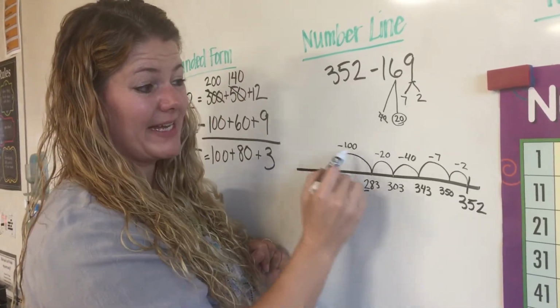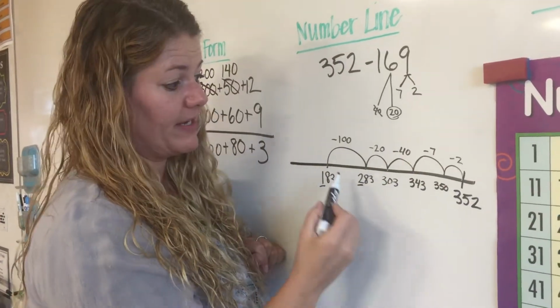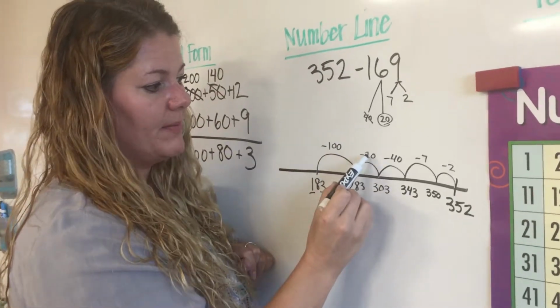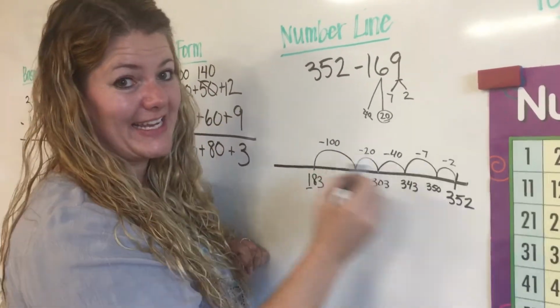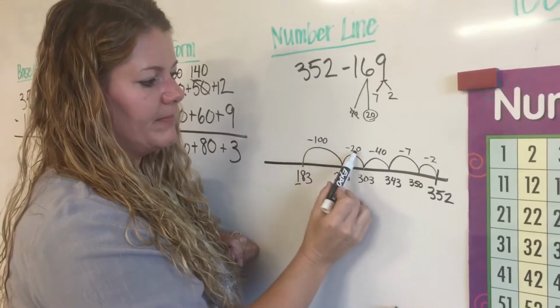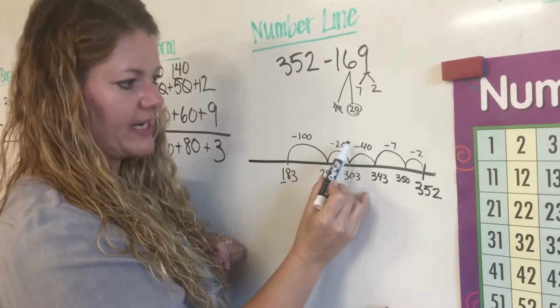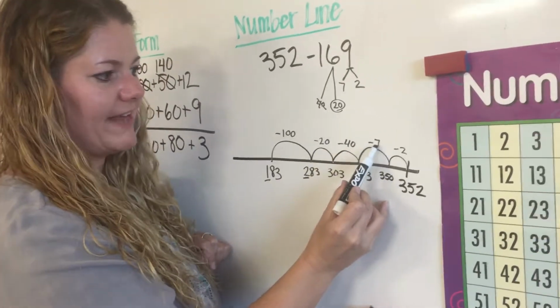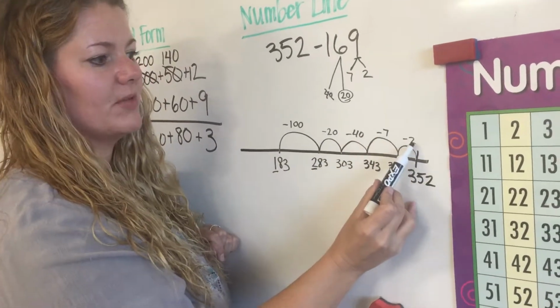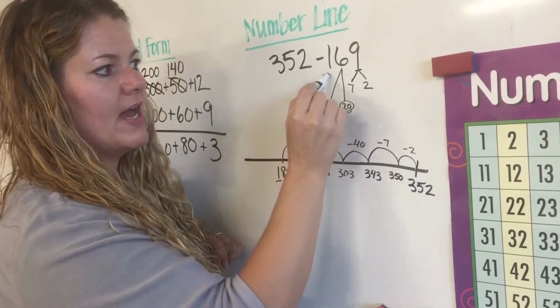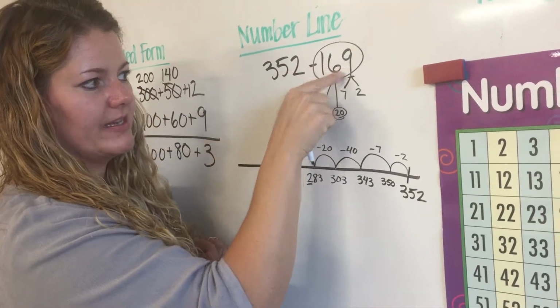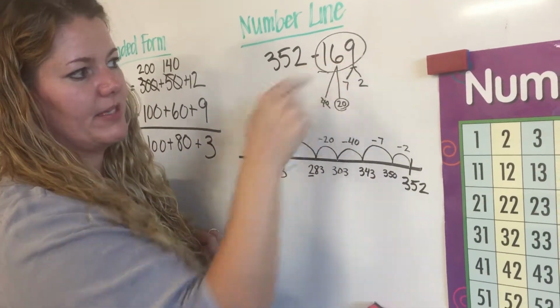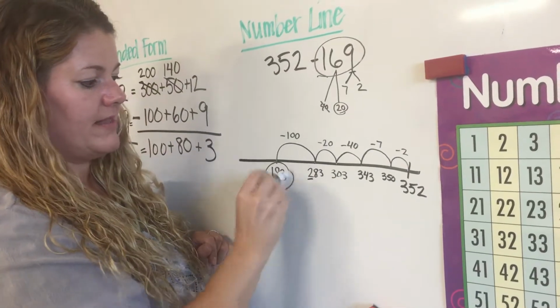And then I can go back and check to make sure I made all my jumps. So 100, and I can check by adding. I can add up all my jumps. 100 plus 20 is 120, plus 40 is 160, plus 7 is 167, plus 2 is 169. I started with this number and jumped this number. So that's my answer.